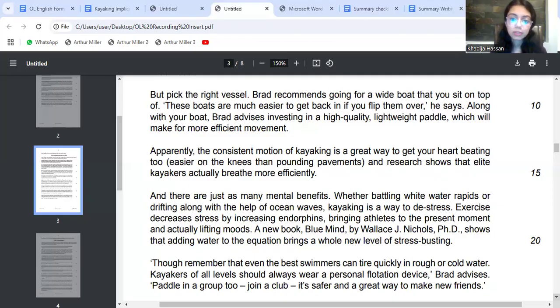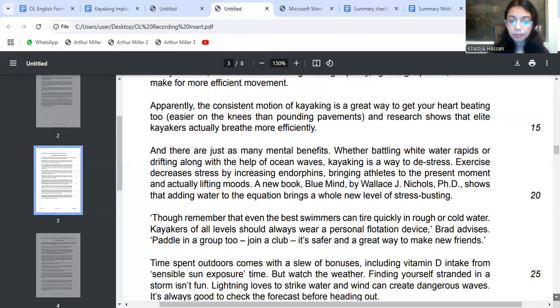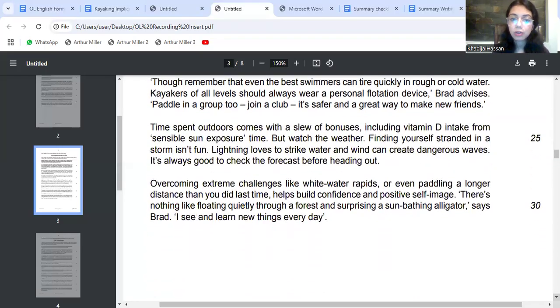And there are just as many mental benefits. Whether battling whitewater rapids or drifting along with the help of ocean waves, kayaking is a way to de-stress. Exercise decreases stress by increasing endorphins, bringing athletes to the present moment, and actually lifting mood. A new book, Blue Mind by Wallace J. Nichols, PhD, shows that adding water to the equation brings a whole new level of stress busting. So remember that even the best swimmers can tire quickly in cold waters. Kayakers of all levels should always wear a personal flotation device, Brad advises. Paddle in a group too, join a club. It's safer and a great way to make new friends.